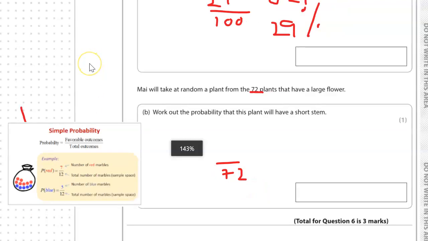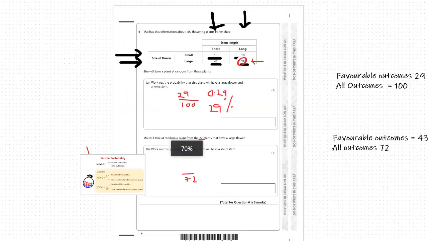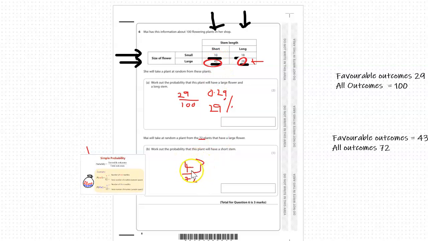Let's have a look for the favourable outcomes, what we're looking for. We're looking for a plant that will have a short stem, large flower, short stem, large flower, 43. So it would be 43 over 72. Again, we'll express it as a decimal.